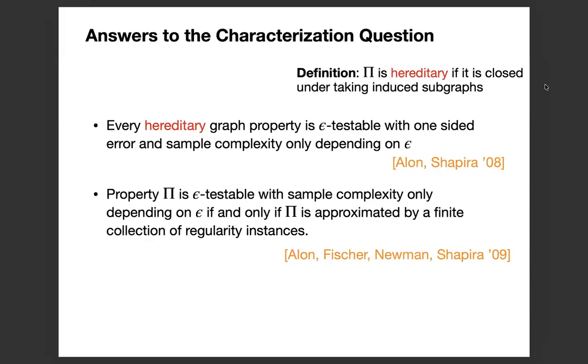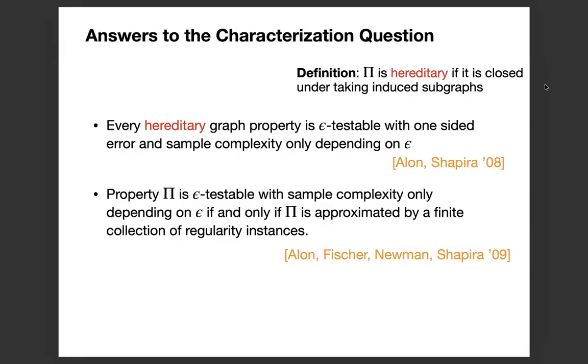So the regularity lemma says you can split your graph up into pieces where between parts they behave somewhat random. And what this theorem is saying is that if your property is like these regularity instances coming from the regularity lemma, then it's going to be epsilon testable.